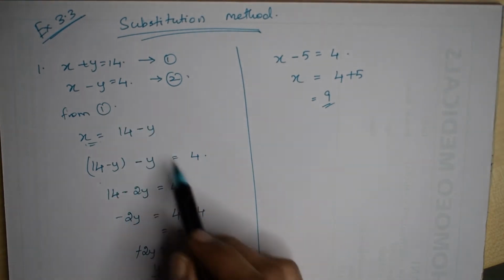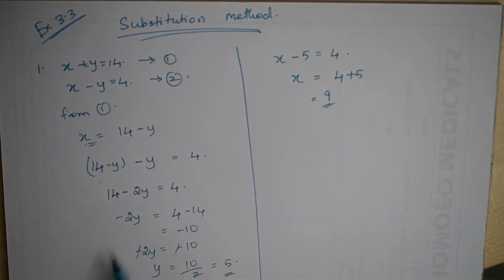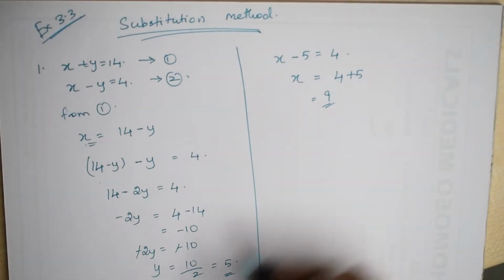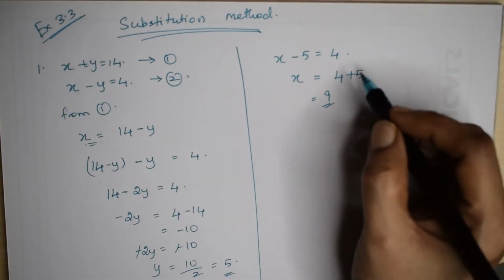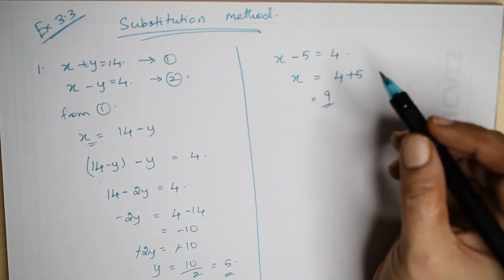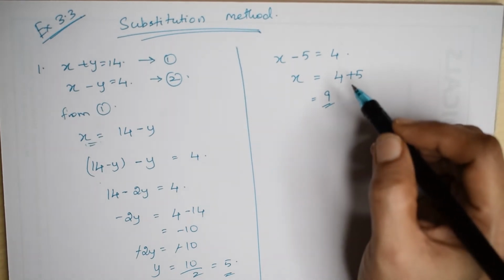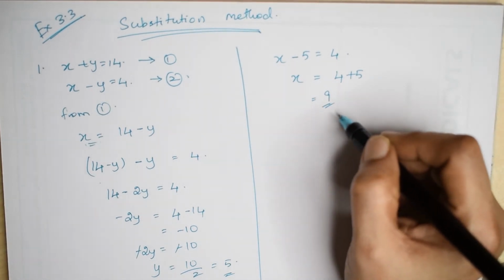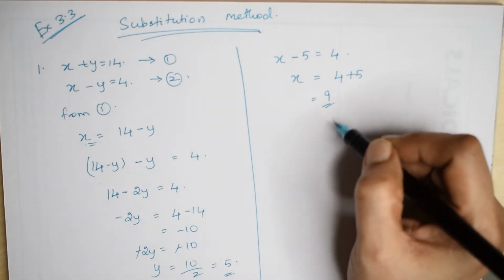x minus y, in the place of x I am writing this value, 14 minus y, is equal to 4. When I substitute and simplify the equation, I get this. Again I am keeping only minus 2y on the left hand side, bringing 14 to the right hand side. I solve it, simplify it, and I find the value y is equal to 5. Again I substitute y is equal to 5 in the second equation. I can use the first equation also, but here I have used the second equation and I found the value of x to be 9.